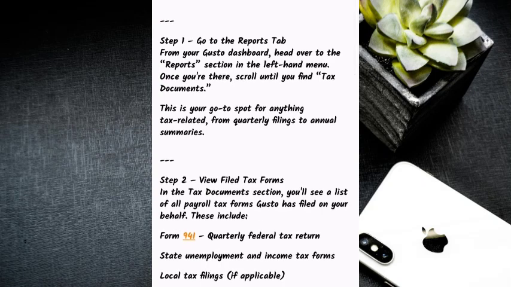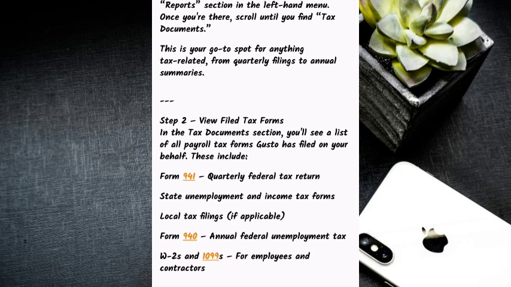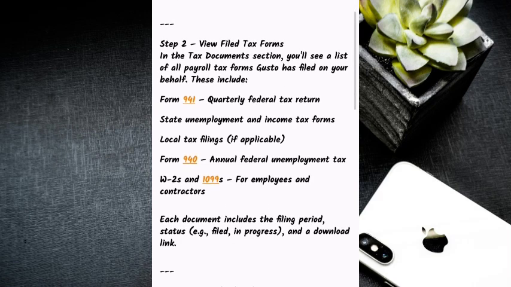Step 2, view filed tax forms. Now in the tax document section, you'll see a list of all payroll tax forms that Gusto has filed on your behalf. These include Form 941, state unemployment and income tax forms, local tax filings, Form 940, and the W-2s and the 1099s. And each document includes the filing period, status, and a download link.